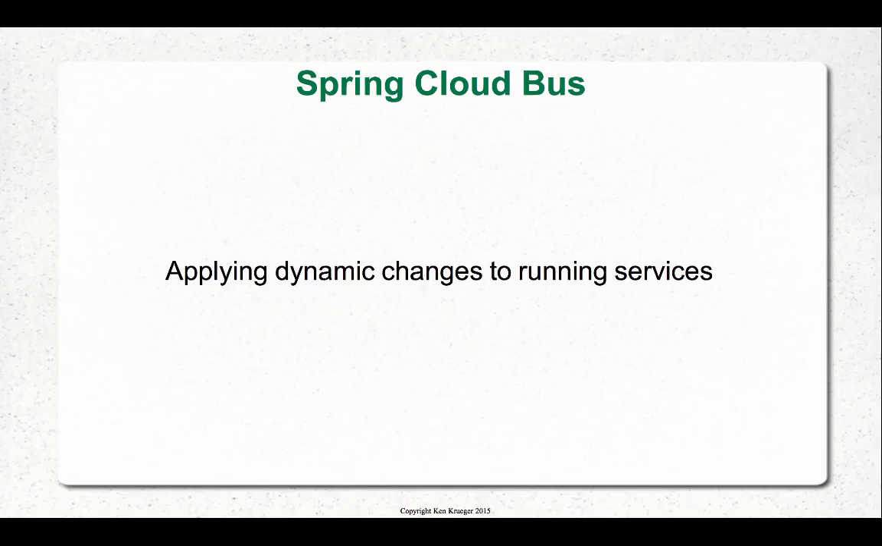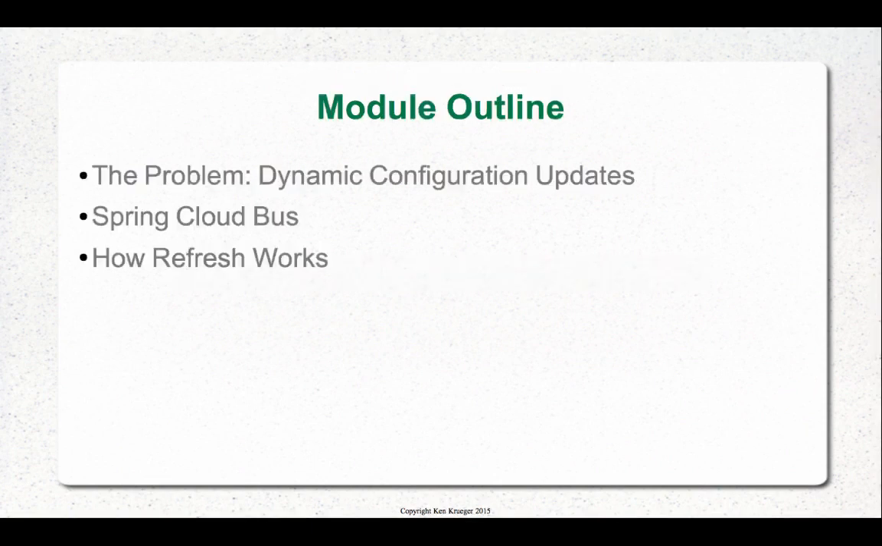This module is about Spring Cloud Bus and how we use it to apply configuration changes dynamically to applications while they are up and running. First, I'd like to explain the nut that we're trying to crack, dynamic configuration updates. Once we have a good understanding of the problem domain, it will be easy to understand how Spring Cloud Bus addresses the issues involved. And last, we will take an in-depth look at the details of how Spring applications can refresh themselves and what are some of the things to think about.